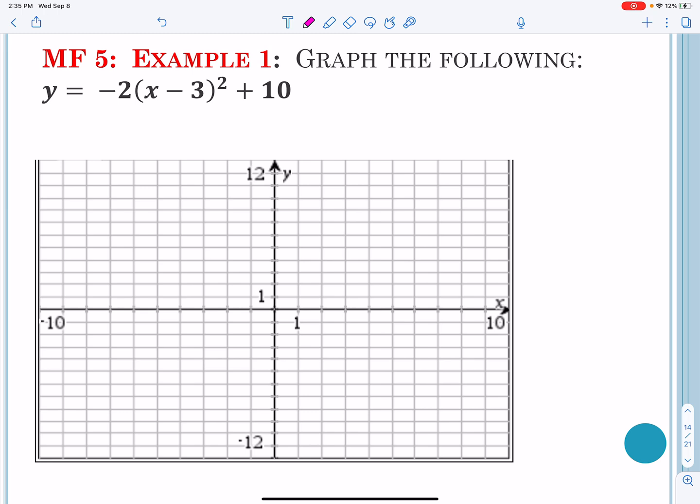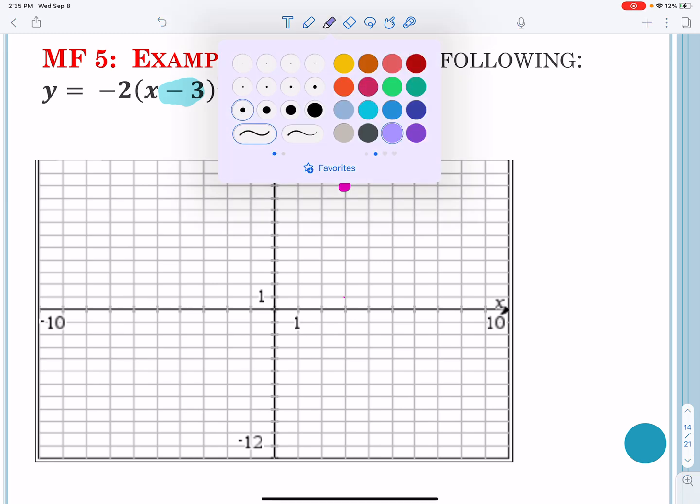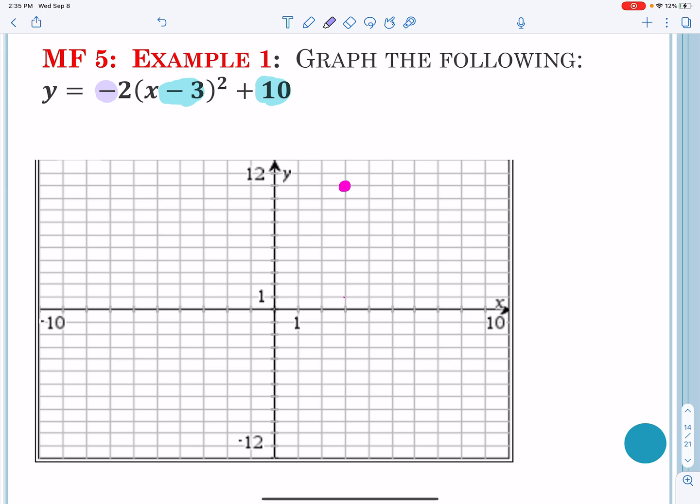Okay, so on this first question, it wants me to graph it. So the first thing I would do is write 3, up 10. 1, 2, 3, 4, 5, 6, 7, 8, 9, 10. Okay. It does have a negative in front, which we learned today makes it flip down.